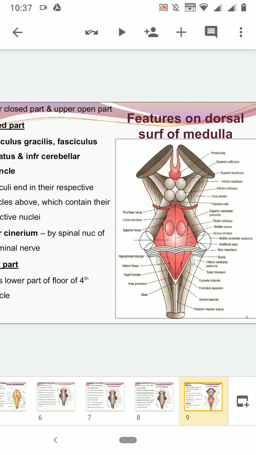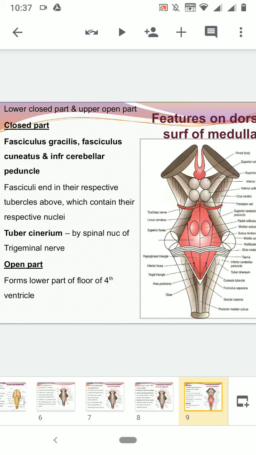I'm not going to the upper part of the floor of the fourth ventricle because it is formed by the lower part of the pons. So we are not talking about the pons today. Just concentrate on the lower part of this triangle or diamond shaped area, which forms the upper part of the medulla oblongata.